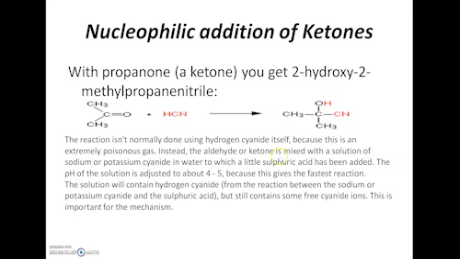The reaction isn't normally done using hydrogen cyanide itself because this is an extremely poisonous gas. Instead, the aldehyde or ketone is mixed with a solution of sodium or potassium cyanide in water to which a little sulfuric acid has been added. The pH of the solution is adjusted to about 4 to 5 because this gives the fastest reaction. The solution will contain hydrogen cyanide from the reaction between the sodium or potassium cyanide and the sulfuric acid, but still contains some free cyanide ions. This is important for the mechanism.